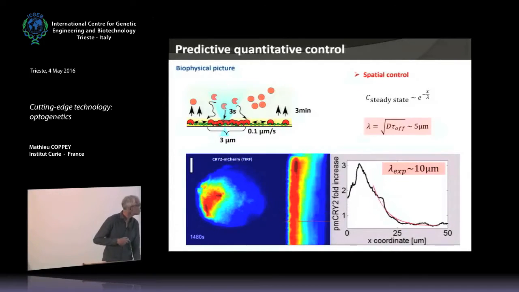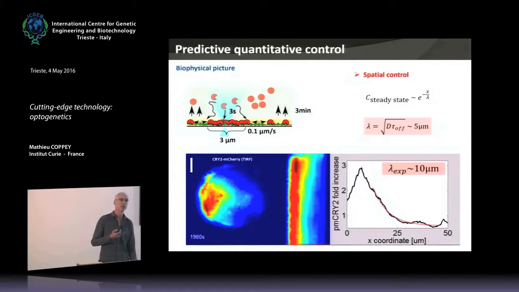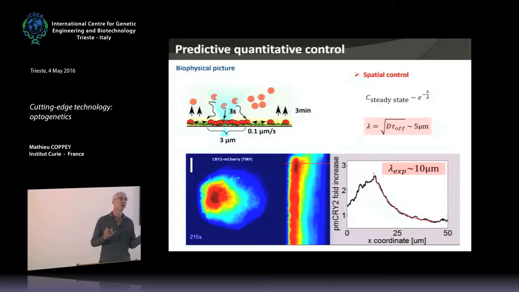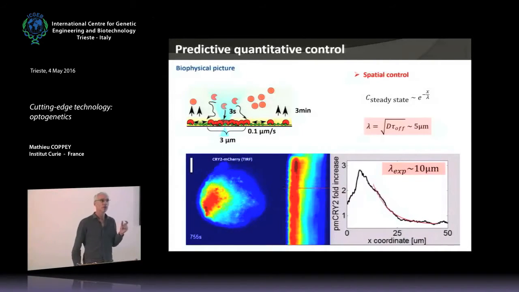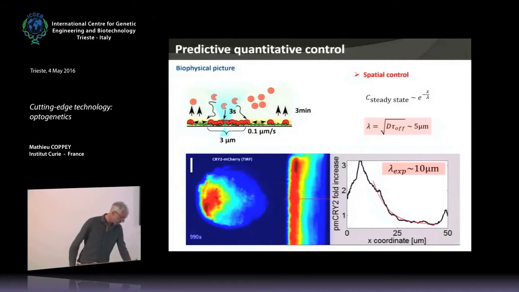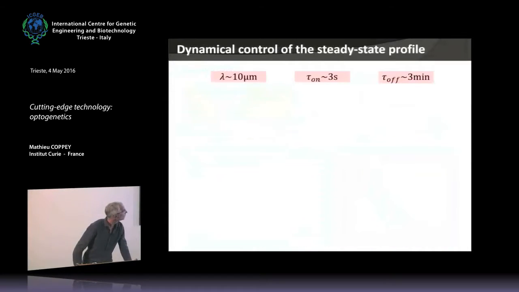So this number is important because this is somehow the resolution that you have with the system. You cannot activate something smaller than that because you're limited by diffusion. So this is an important number that tells you the resolution you have on the system. That's kind of the summary for that system, the important number.